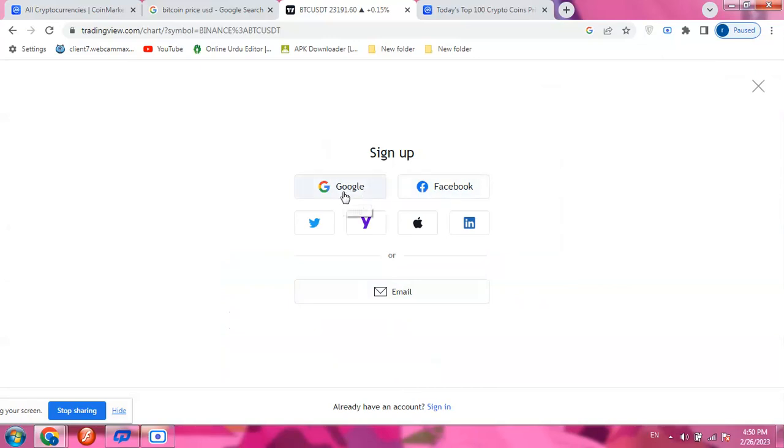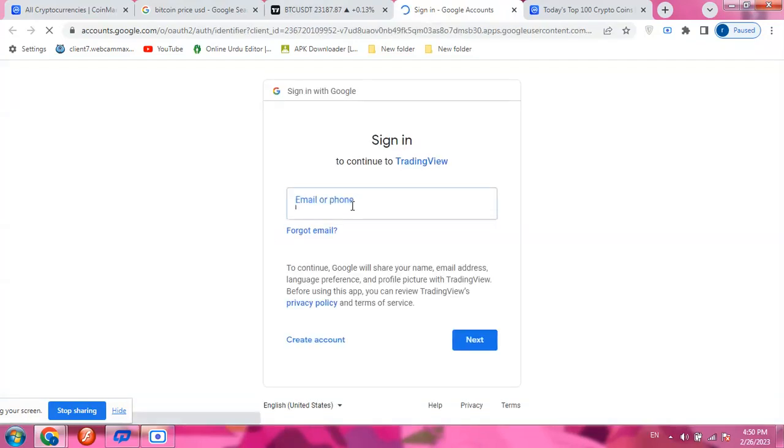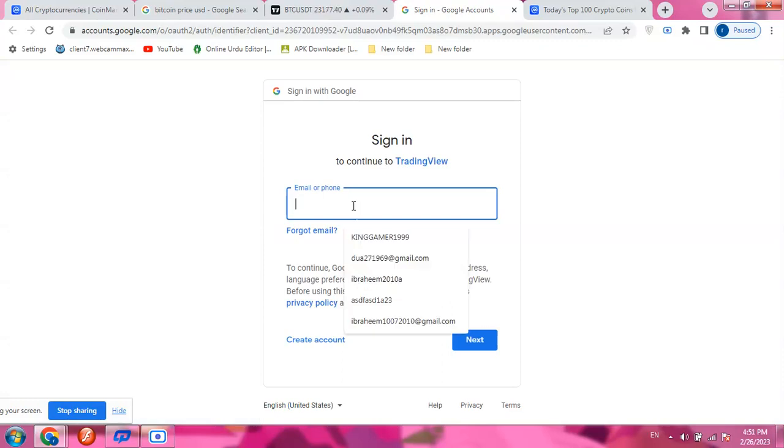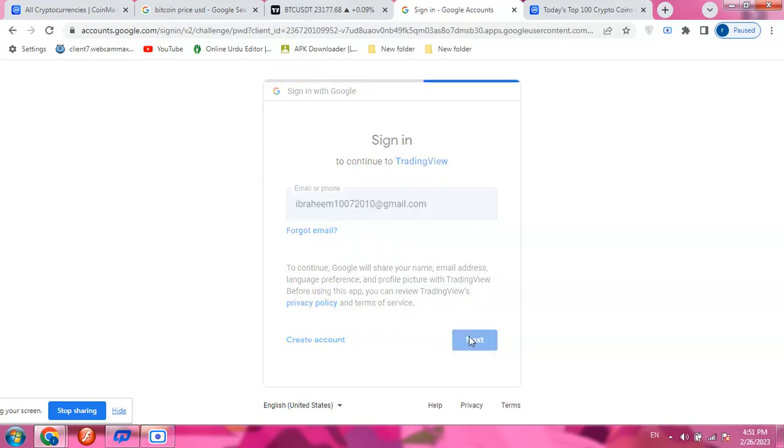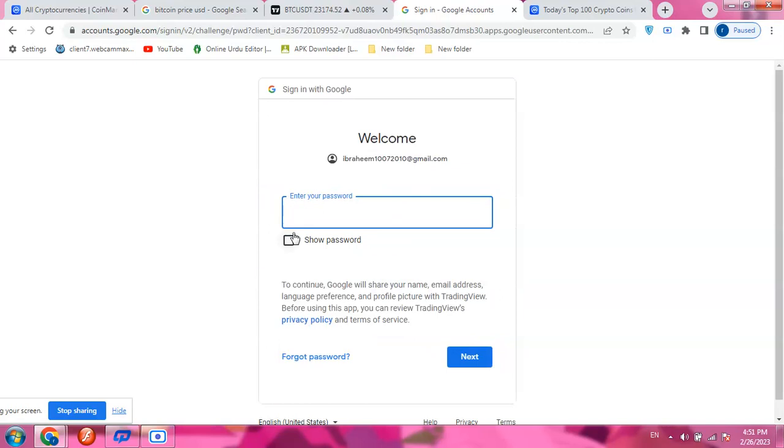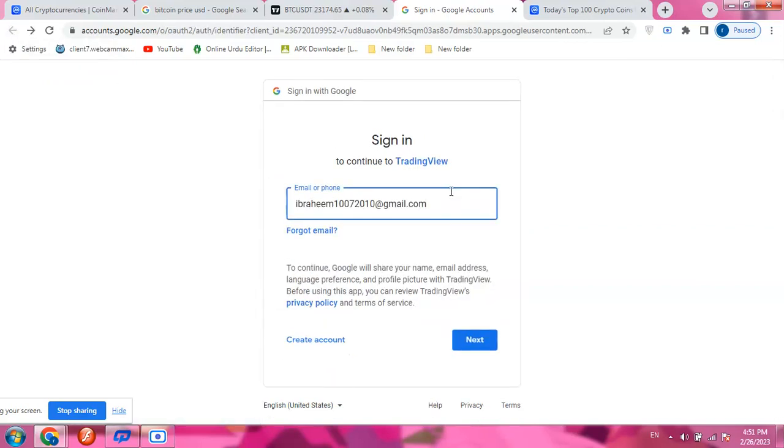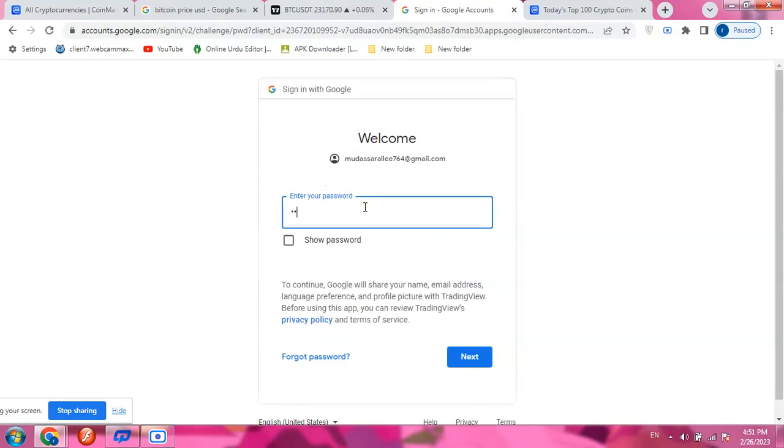Just show your Facebook and Google account, connected directly. Okay, you just connect. Okay, it shows the password. If you have a password, enter it in this form. But I don't know this Gmail, so use another Gmail. Okay, use another Gmail, like UPA764 at gmail.com. Okay, password.